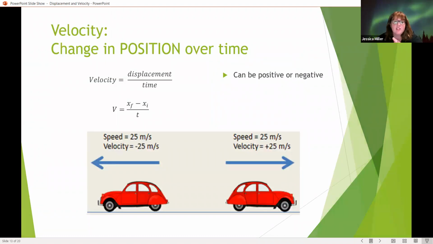All right, change in position over time, or displacement divided by time. Notice if you're moving to the right, you're going to have a positive displacement. If you're moving to the left, you're going to have a negative displacement. So if you're moving to the right, you have a positive velocity. To the left is a negative velocity.